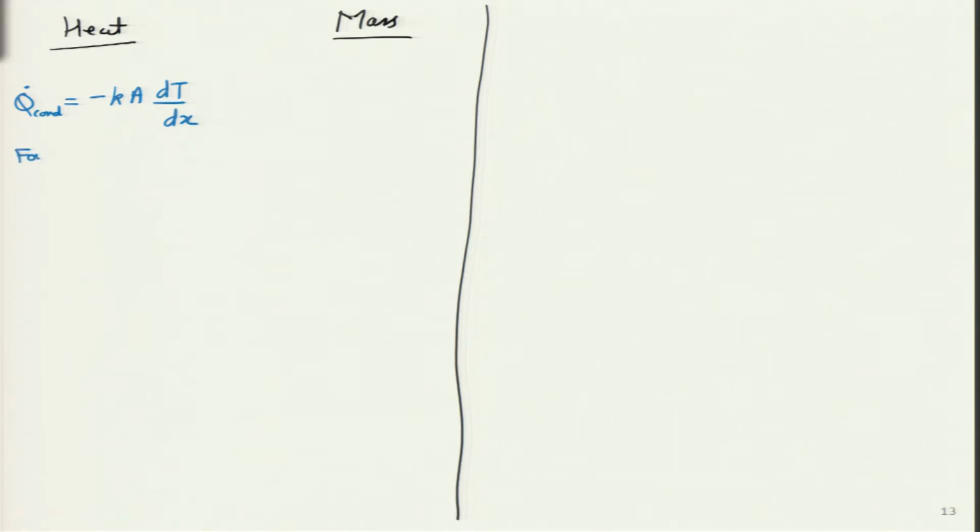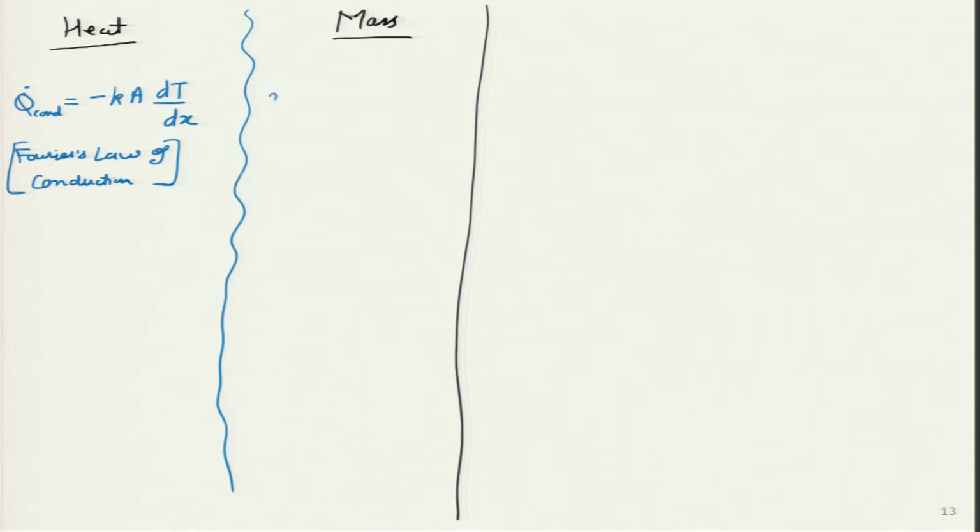and this name also I can write. This is the Fourier's law of conduction. Then what we will figure out very soon is that there is a corresponding law for mass transfer. So, this is the mass transfer due to diffusion, and this is known as Fick's law of diffusion.